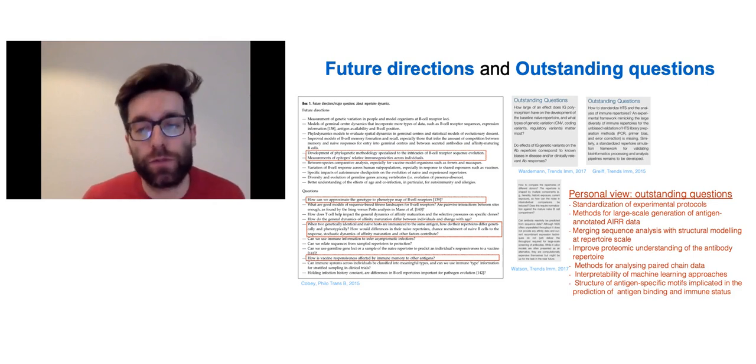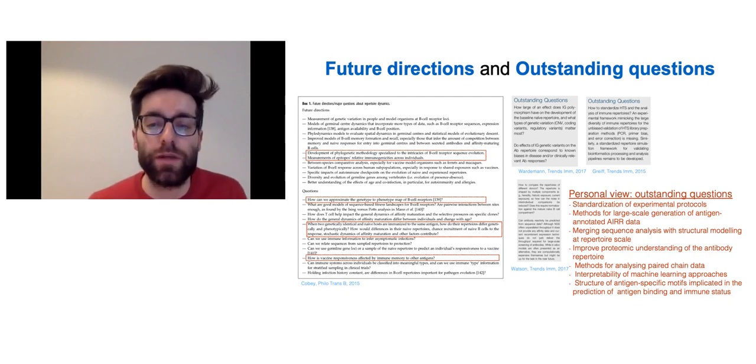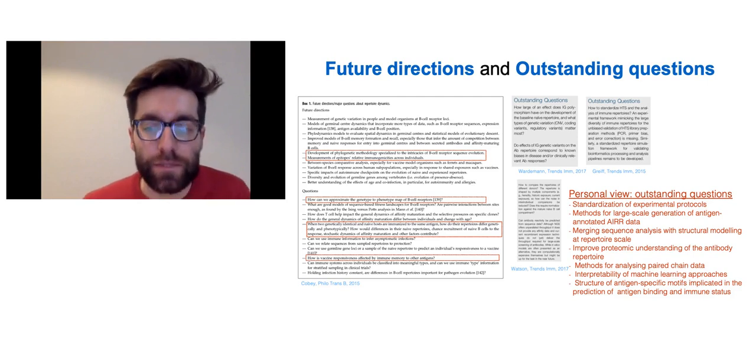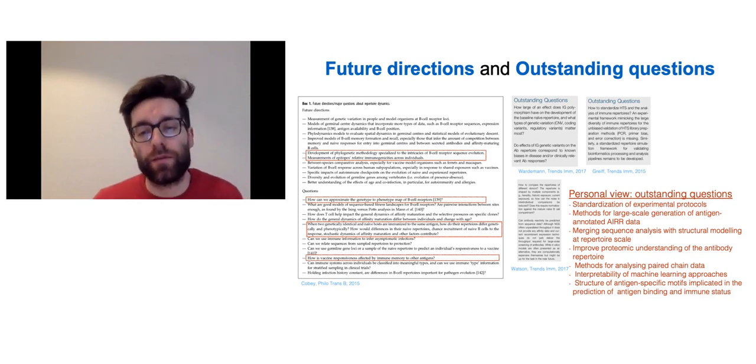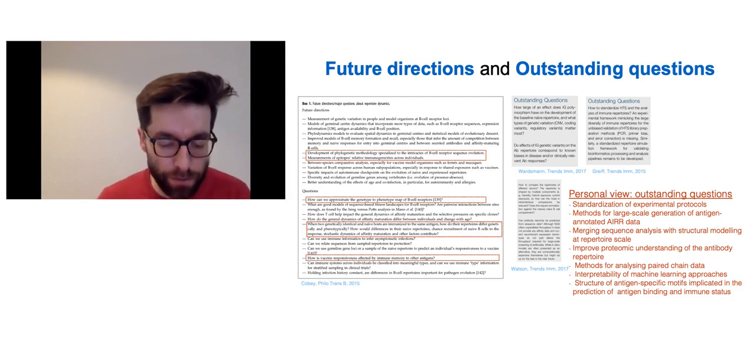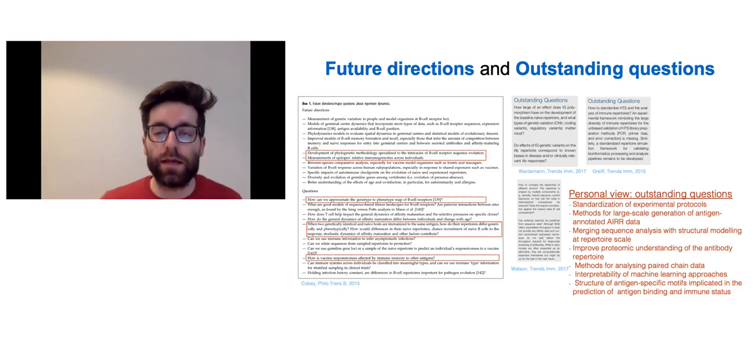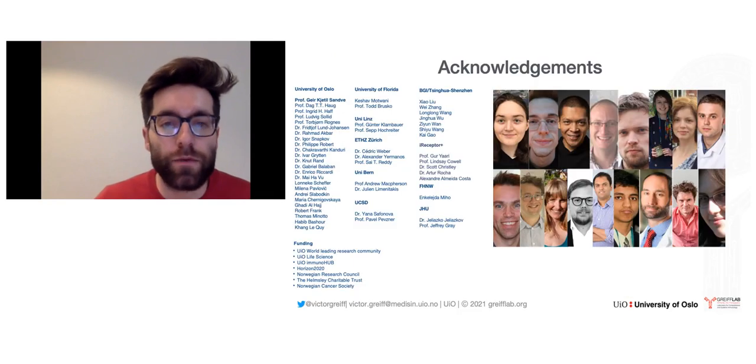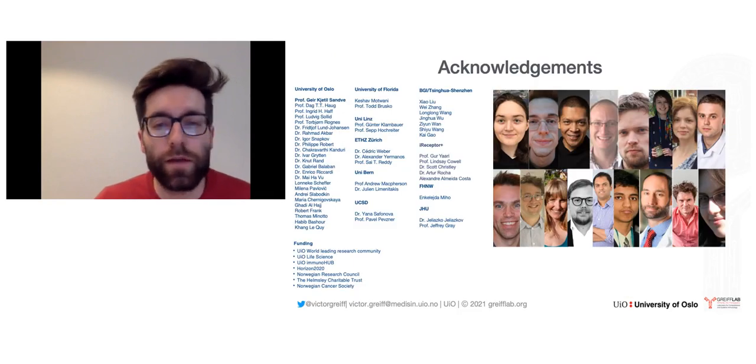We need a better proteomic understanding of the antibody repertoire. I only touched briefly on this. We need better computational methods for analyzing paired chain data. We need to be better able to interpret machine learning and to better understand biology through machine learning. And we need to better understand the structure of the antigen-specific motifs that are implicated in antigen binding and immune status.